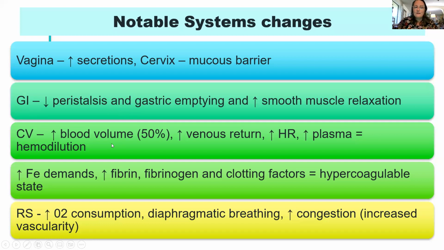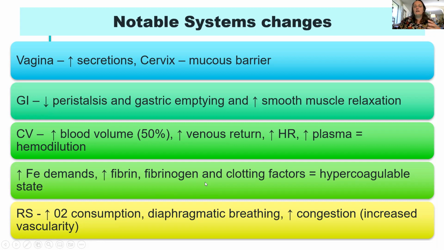We have about 50% more blood volume. There's increased venous return, increased heart rate, and increased plasma, which creates hemodilution. So we often see lower levels of circulating iron because we have a greater volume of blood, and we call that the anemia of pregnancy. So there are increased iron demands. We're also hypercoagulable, which makes sense because she's going to be delivering and there's going to be some blood loss.